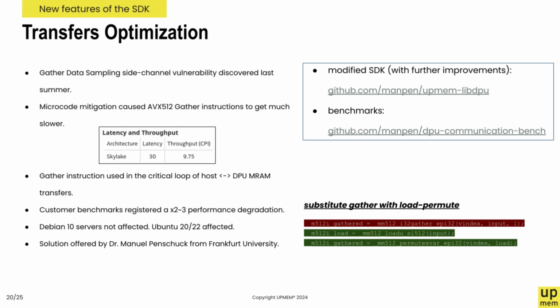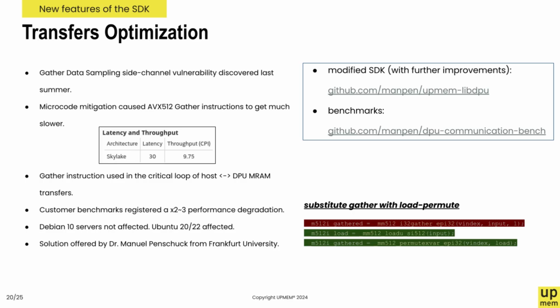So actually, we got the solution from Manuel Penchuk from Frankfurt University. He contacted us. He did some experiment. He did some modifications to the SDK backend, and he contacted us with a solution because we were using a gather instruction in the SDK when we do the whole memory transfer thing, where we do the transposition and all that. It was a very critical instruction.